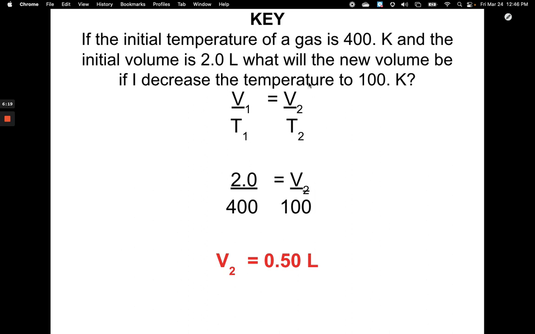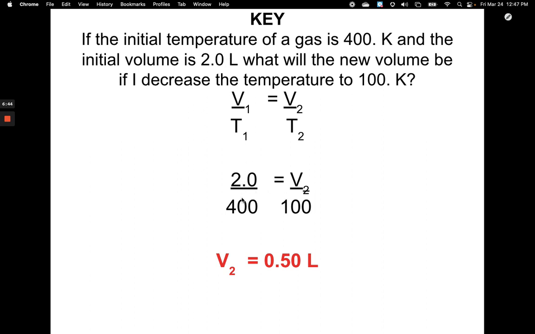All right, so here's the key. Our initial temperature is 400, that's why it's here. Our initial volume is 2, that's why it's here. We decrease the temperature to 100, okay? So since this is direct, we're decreasing it. What's going to happen to the volume? It should also decrease. And we're decreasing it to 1/4 of what it is. So the volume is also going to be 1/4 of what it is.